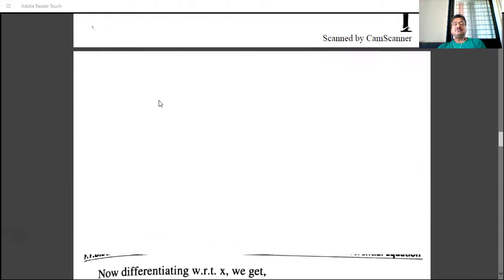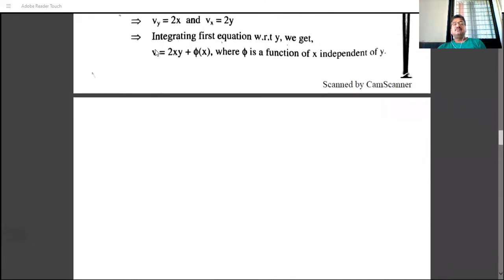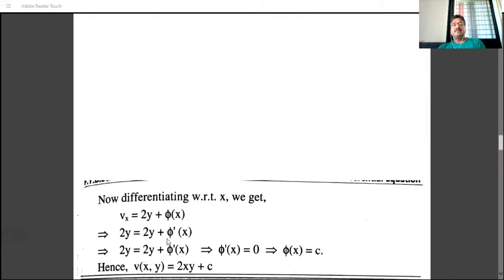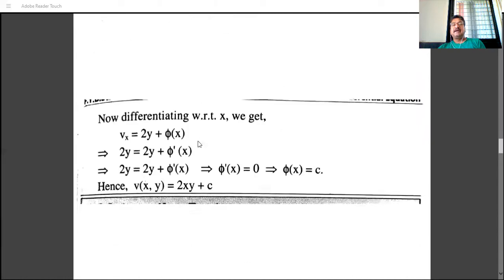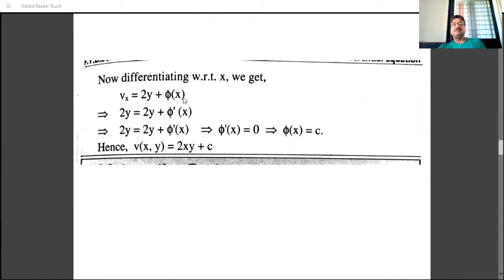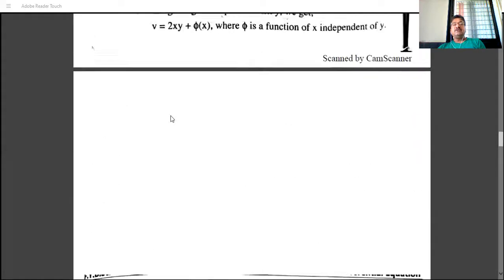So differentiate this equation with respect to x. The derivative of v is v_x, which is equal to 2y, since the derivative of x is 1, and the derivative of phi(x) is phi dash x with respect to x. So here we get phi dash x at this place. And then v_x, what is v_x?